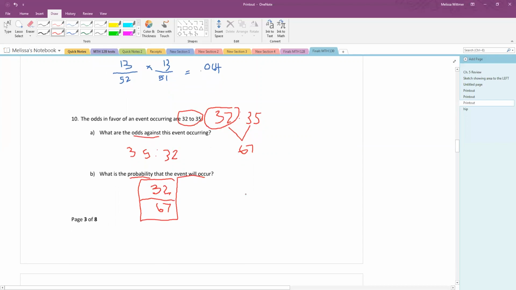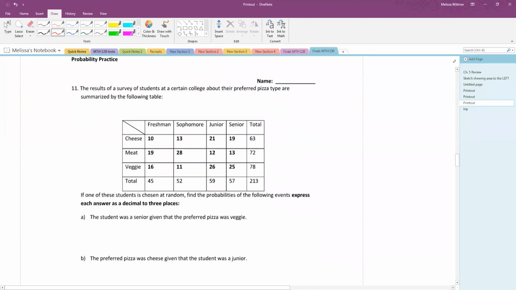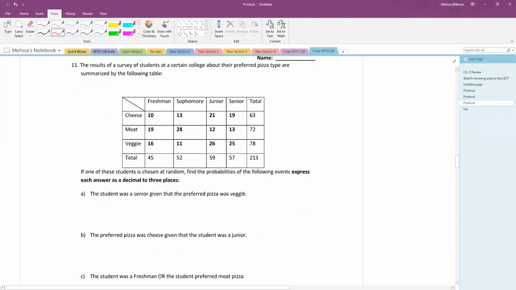So I apologize for the writing. The tablet is not working. I'll just do the best I can. Let me know if you need any clarification there.